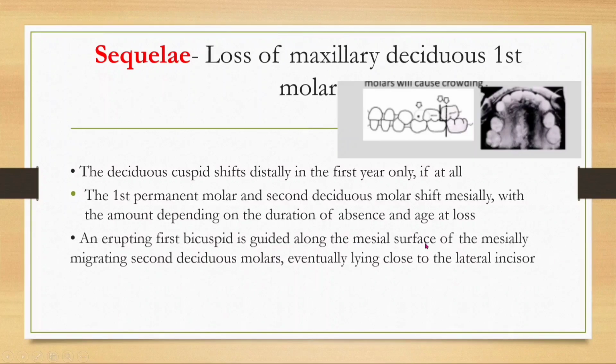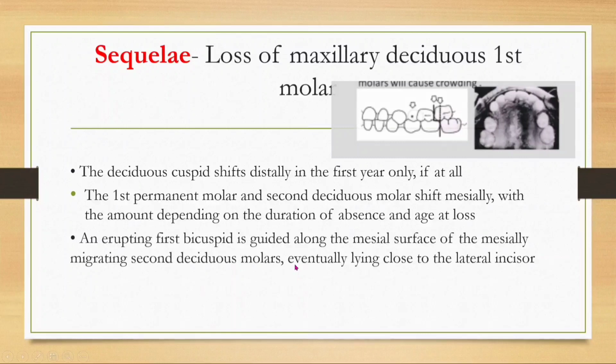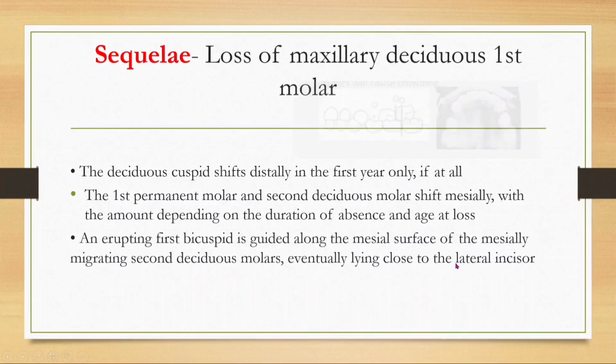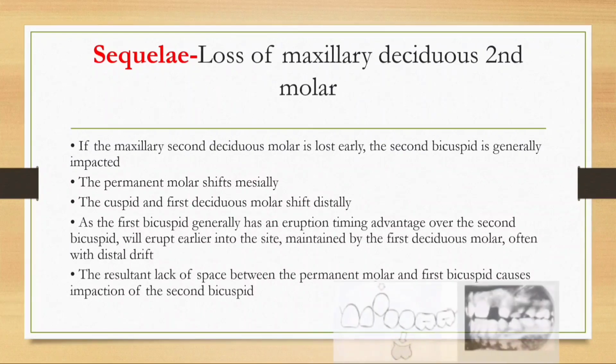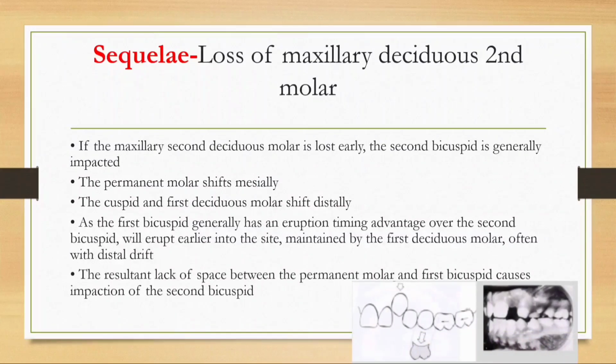is guided along the mesial surface of the mesially migrating second deciduous molar, and it eventually lies close to the lateral incisor. So this is what happens when the maxillary deciduous first molar is lost. Whereas when the maxillary deciduous second molar is lost, the second bicuspid is generally impacted and the permanent molar shifts mesially. The cuspid and first deciduous molar shift distally.